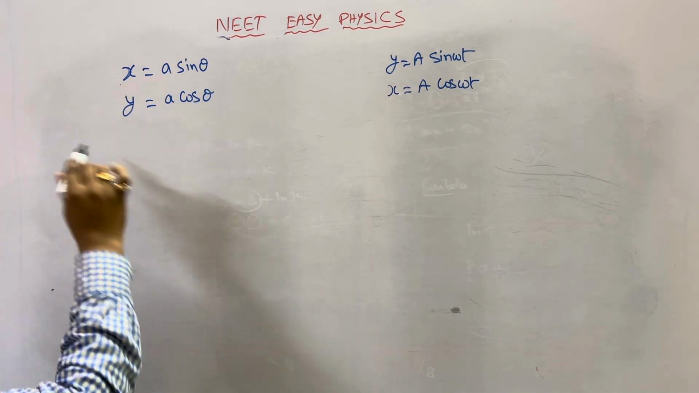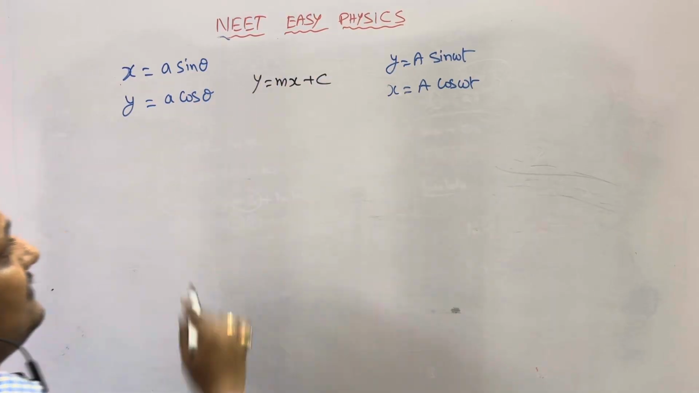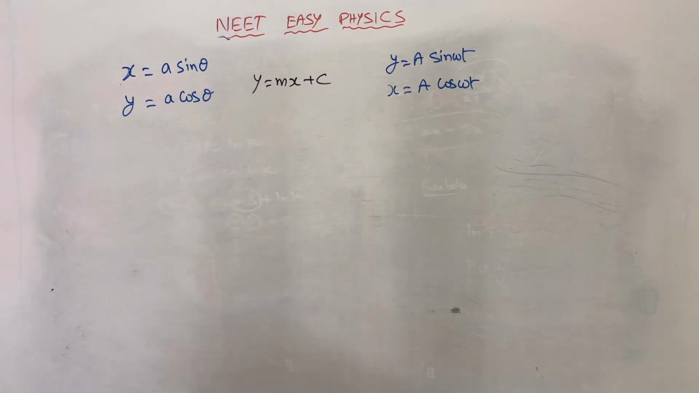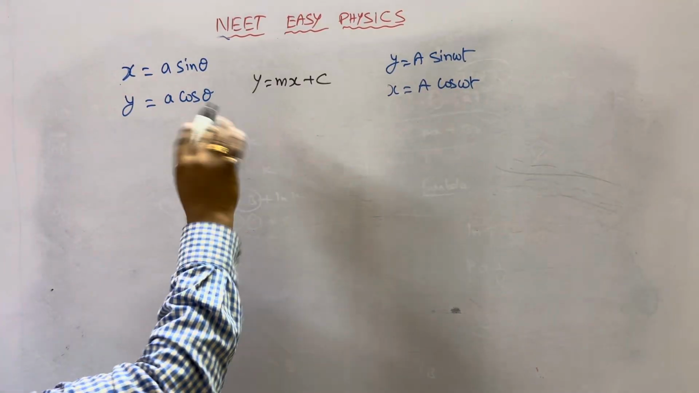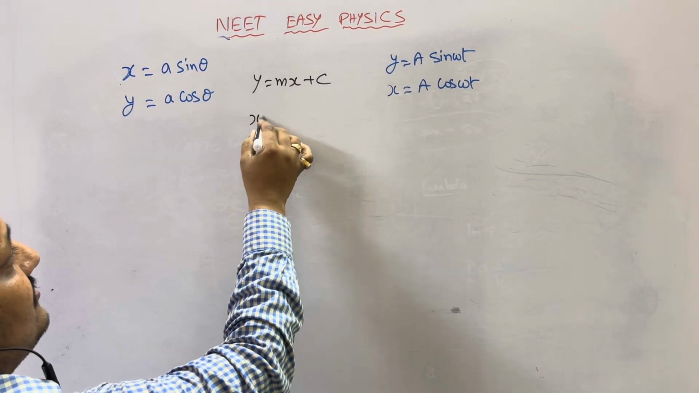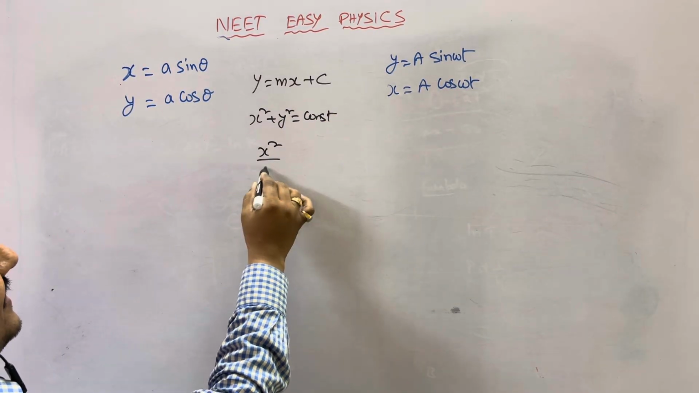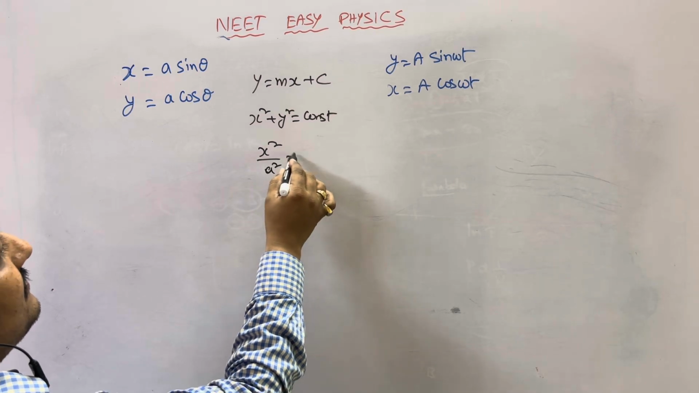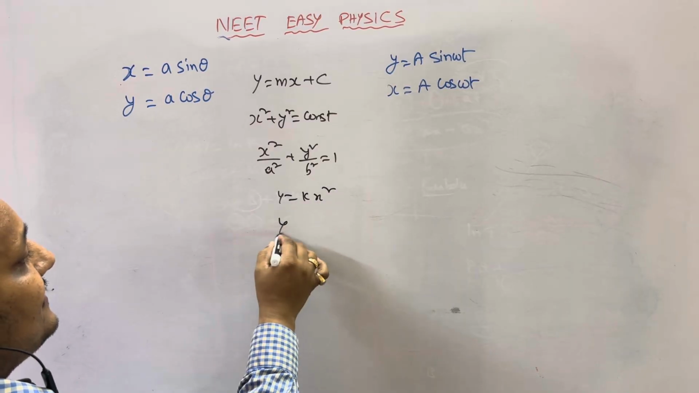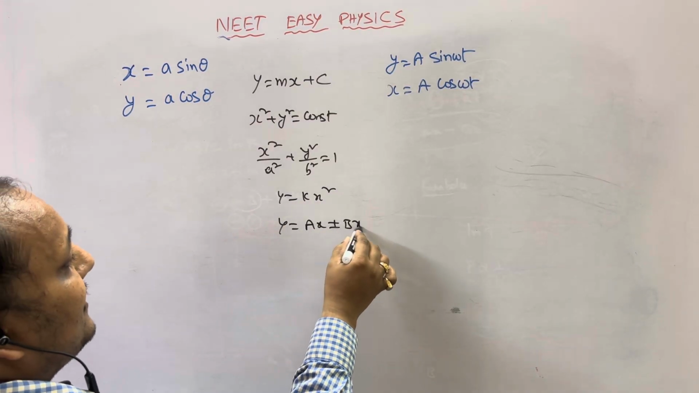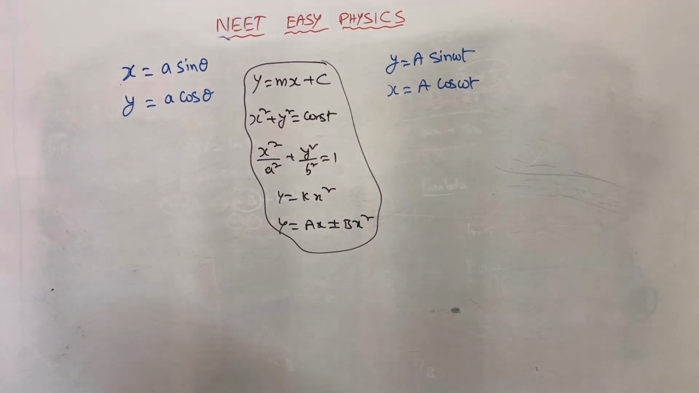If it is a straight line, let us assume it is in the form y is equal to mx plus c. Circle means x square plus y square equal to some constant. Ellipse means x square by a square plus y square by b square equal to 1. Then y is equal to kx square, y is equal to ax plus r minus bx square. All these are the shapes of the graphs. In the previous video we discussed all this.